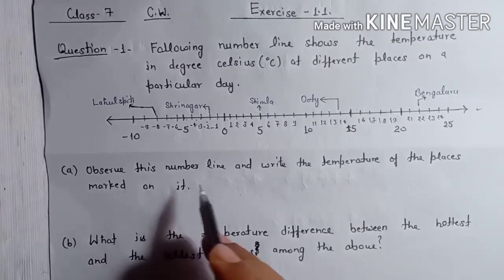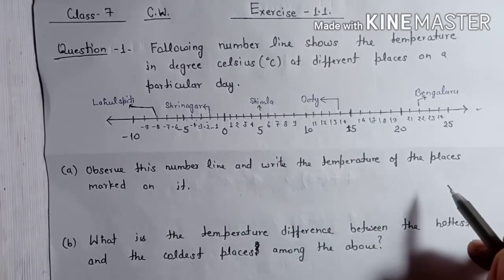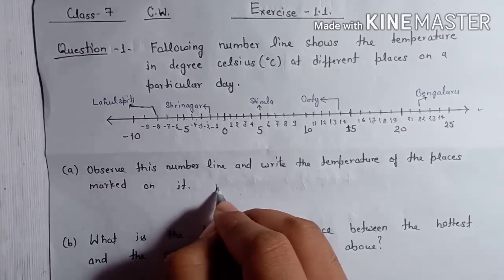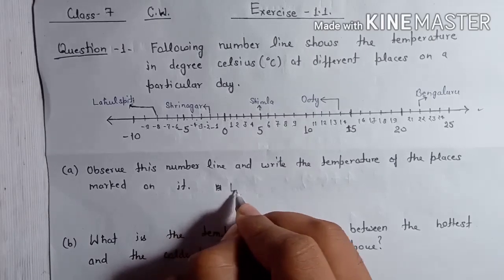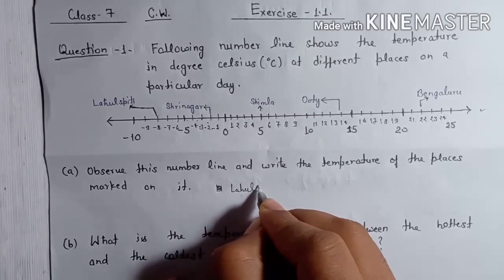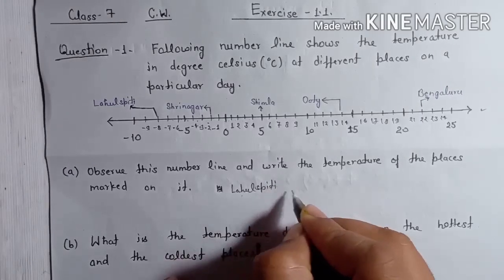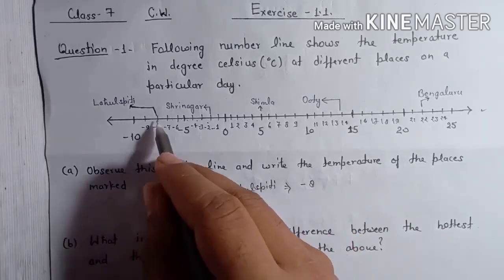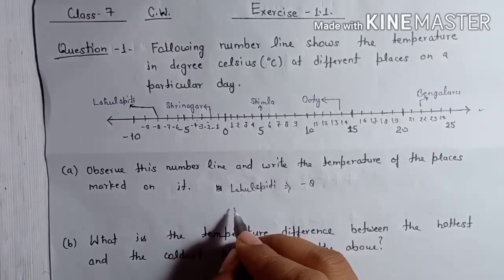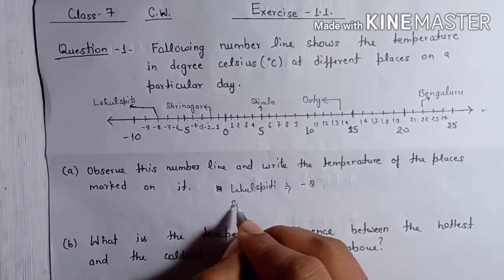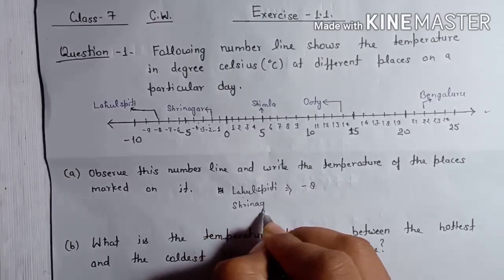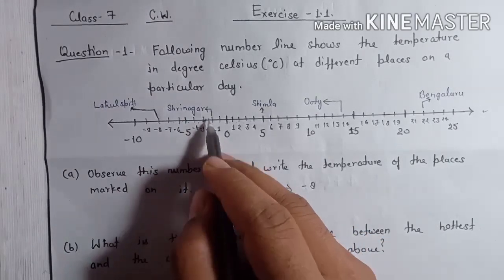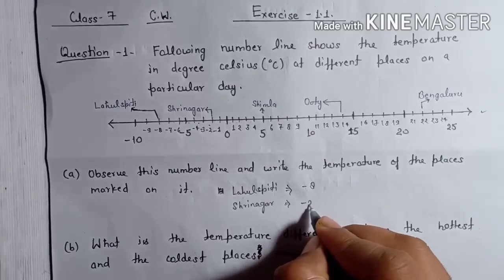So observe this number line and write the temperatures of the places marked on it. This is the first place, Lahaul Spiti. You can write here, and the temperature for this place is -8. See, that is -8. And for Srinagar, the temperature is here. This is -1, this is -2. This is for Srinagar, so right here -2.